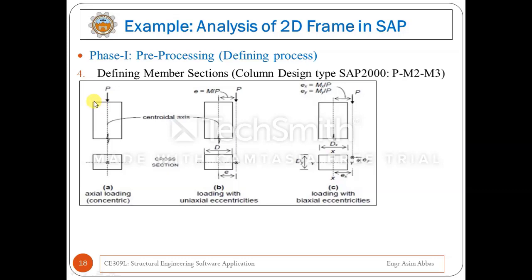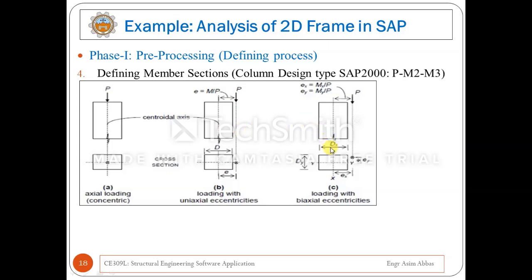With respect to load and responses, column is divided into three types. Type 1 column is the axially loaded column, where the load is applied at the centroid, and this column is designed for P load only. The second type of column is loaded with uniaxial eccentricity. This column is called uniaxial loaded column, where the load is applied eccentrically either in the x direction or in the y direction, and this column is subjected to P load and moment in one direction.